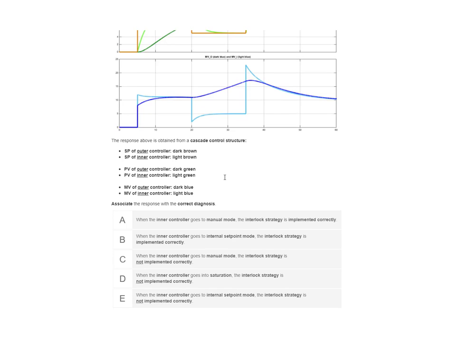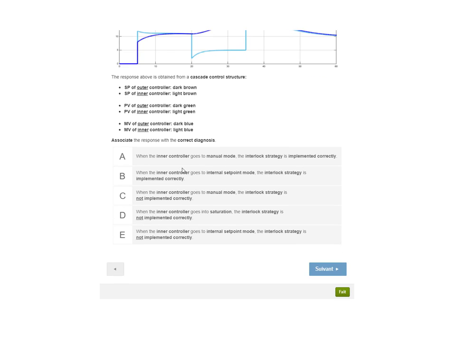So clearly the correct answer is: when the inner controller goes to internal mode, the interlock strategy is not implemented correctly, so it's answer E.